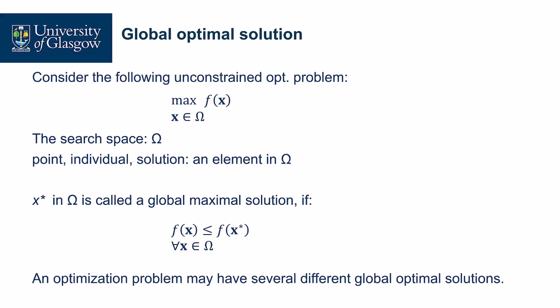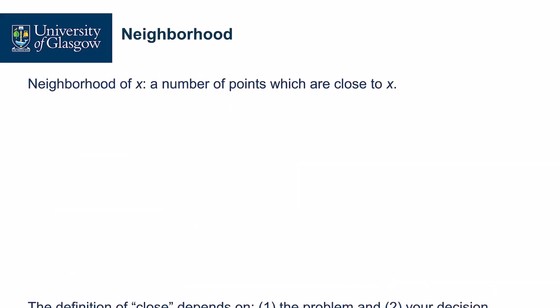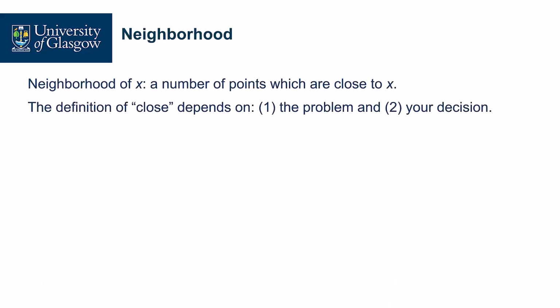Then we can consider the opposite one, local optimal solution. But to know local optimal solution, we first need to understand the concept we call a neighborhood. A neighborhood is a number of points around a target point. Let's say it's x. The neighborhood of x is a number of points around it, or we say close to it. So how to define close?